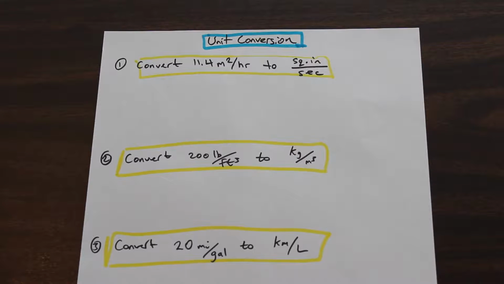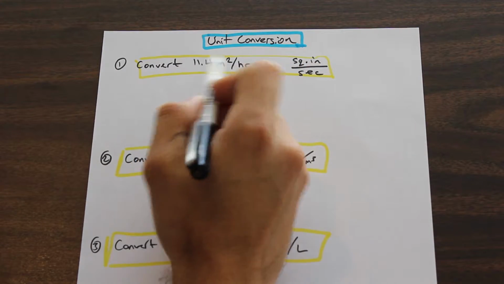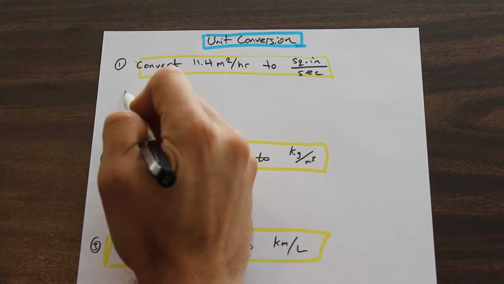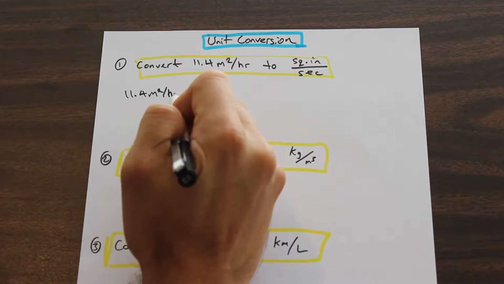So let's take a look at the first one. I highly suggest at the start of each question that you pause this video and really try and work it out, all right? So let's get started. Let's get right into the first question. Each time we're going to write out the initial question. So we have 11.4 meters squared per hour.